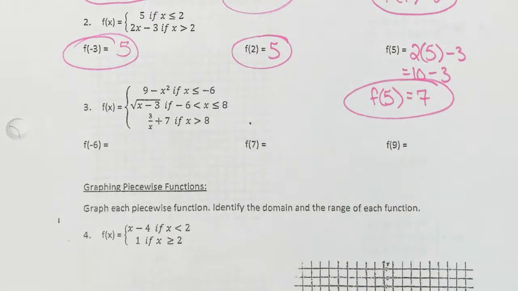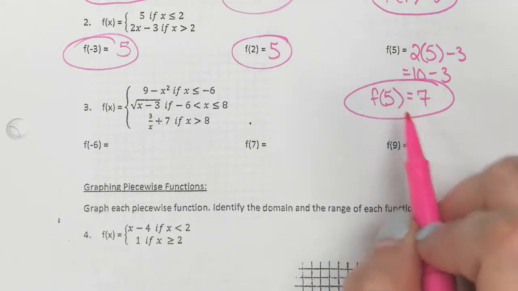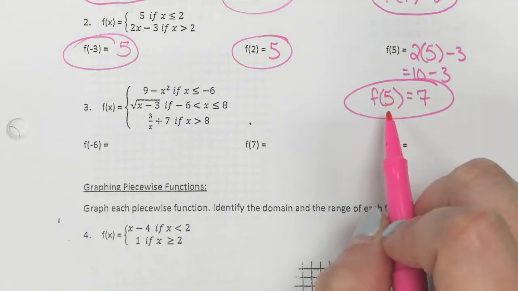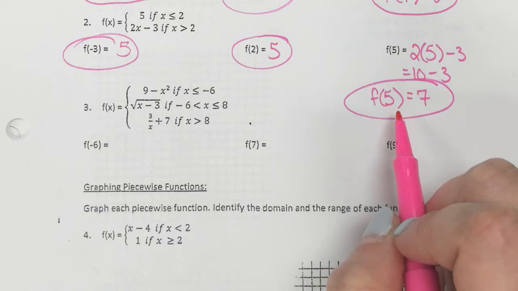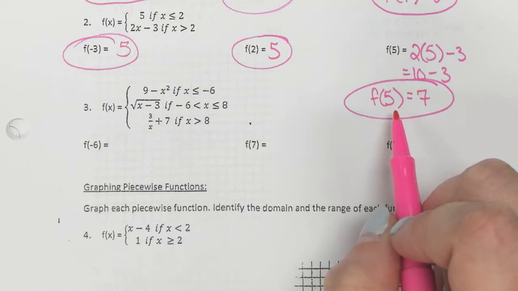Don't just write 7. Do not just write 7 as your answer. Make sure you write f of 5 equals 7. Does that make sense? We have to circle it then. It's a good habit in math to circle your answer. All right, look right here.